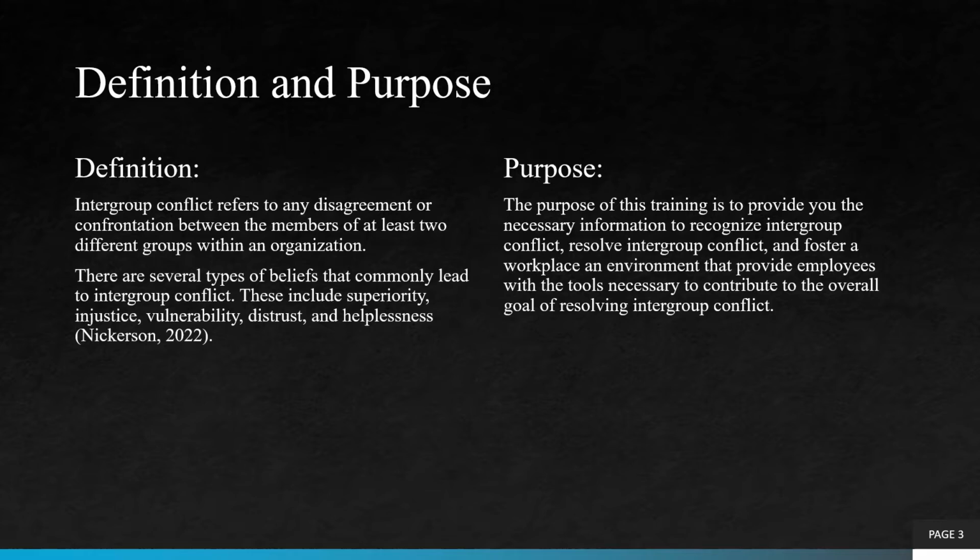Intergroup conflict refers to any disagreement or confrontation between the members of at least two different groups within an organization. There are several types of beliefs that commonly lead to intergroup conflict. These include superiority, injustice, vulnerability, distrust, and helplessness. Nickerson, 2022. Intervention of intergroup conflict benefits the organization by ensuring that every employee is participating at their full potential in their role and responsibilities.